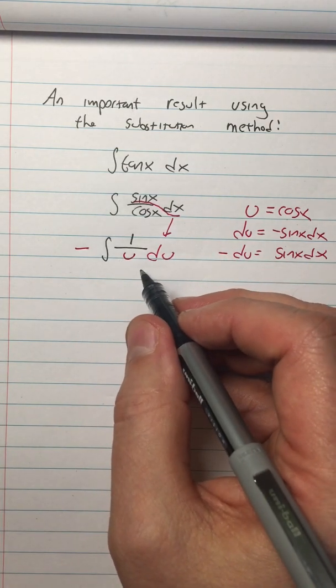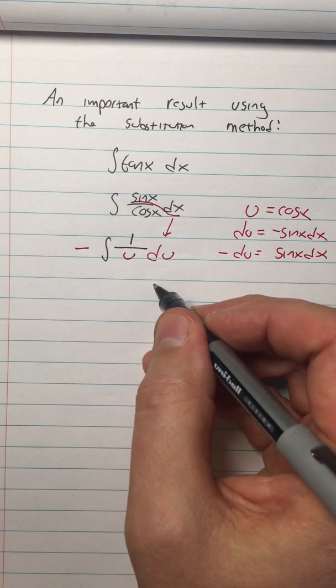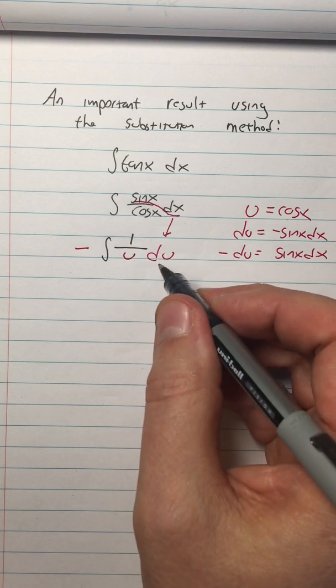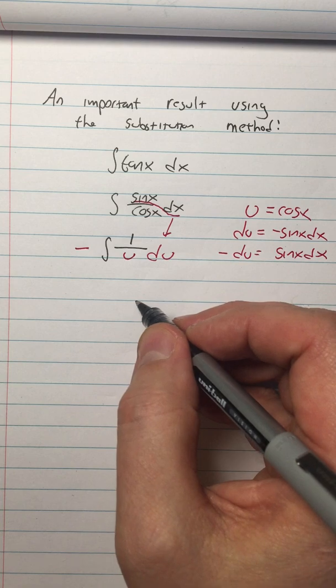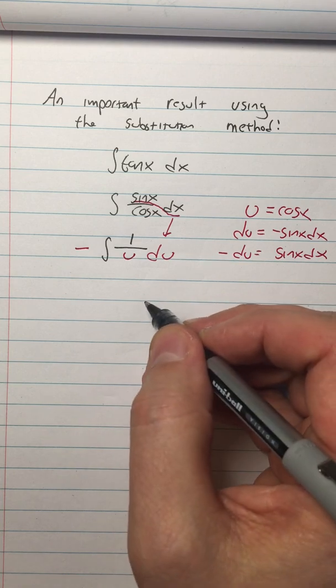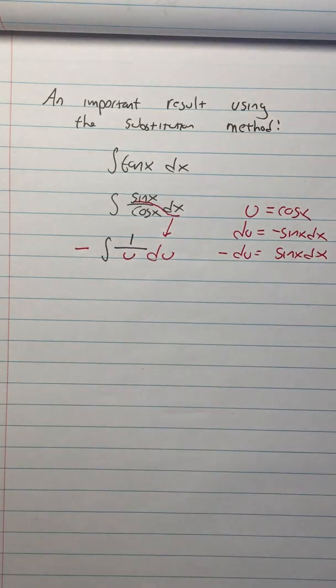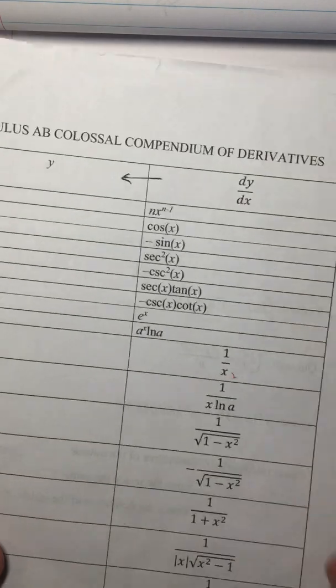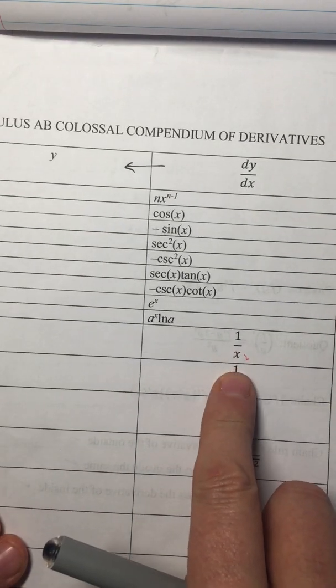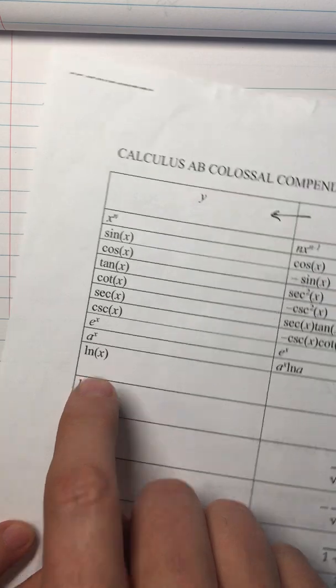Now, what's the antiderivative of negative 1 over u? Am I going to write it as u to the negative 1 power, then raise the exponent by 1 to get u to the 0, and then divide by the new exponent, which is 0? No, because that would be undefined. What's the antiderivative of 1 over u? Oh, that one is on the list. The antiderivative of 1 over x is ln of x.